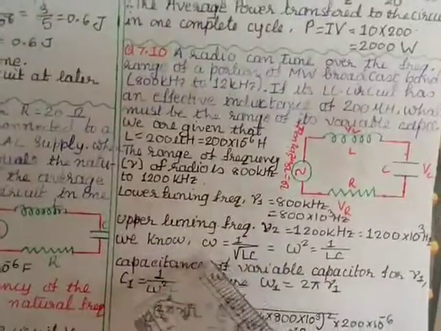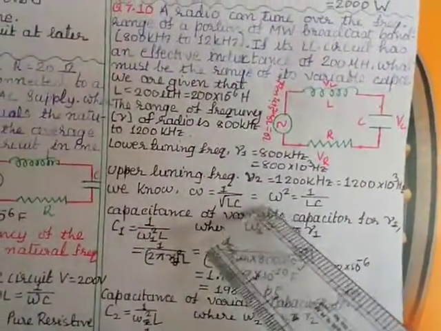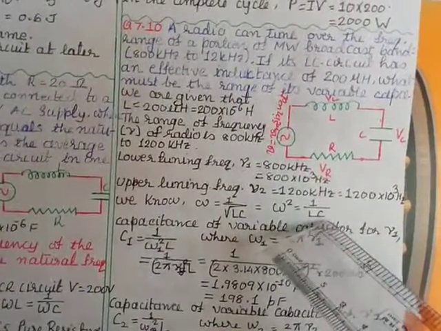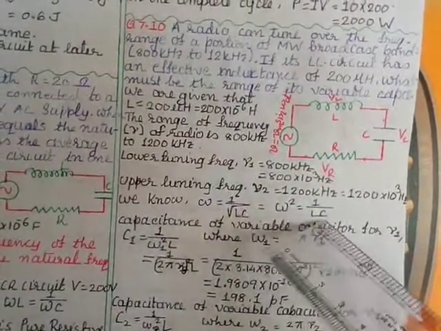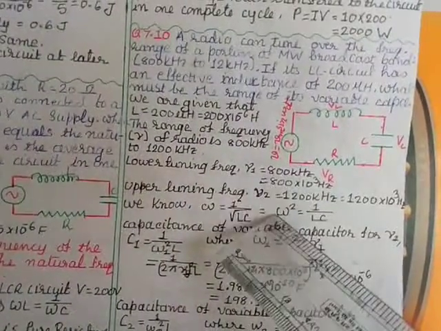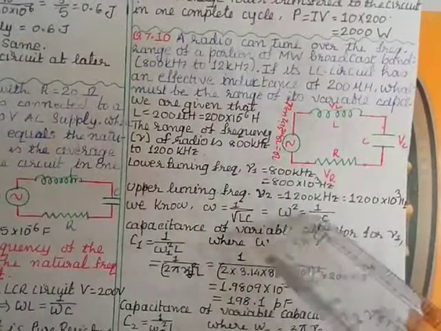Now we know that omega is equal to 1 by square root of LC. Square both the sides, so we get omega square is equal to 1 by LC. Now I want to find C, so I'll transfer C here and omega square here. But I have to find it for both nu1 and nu2. So for nu1 I'll take C1 and omega 1, and for nu2 I'll take C2 and omega 2.